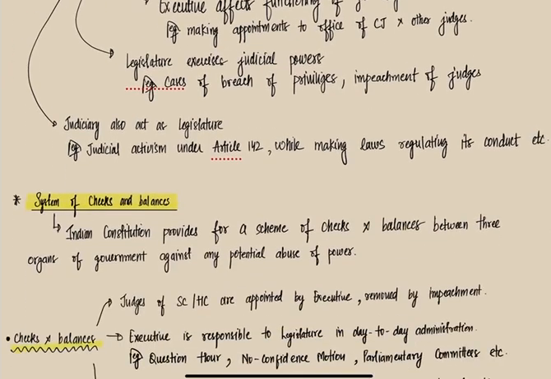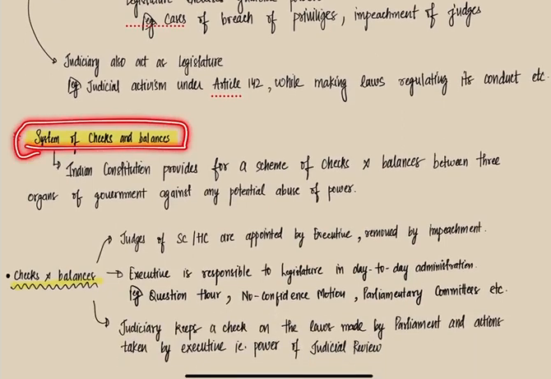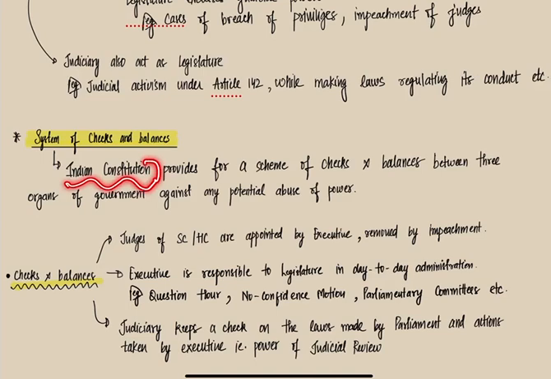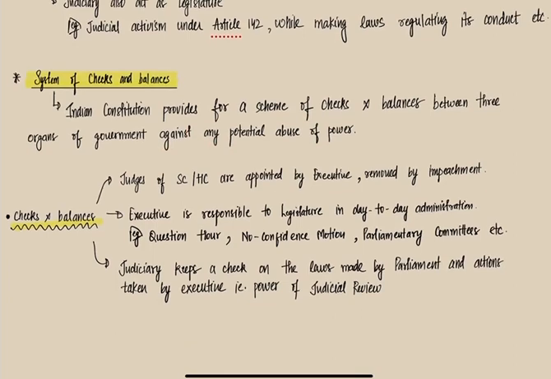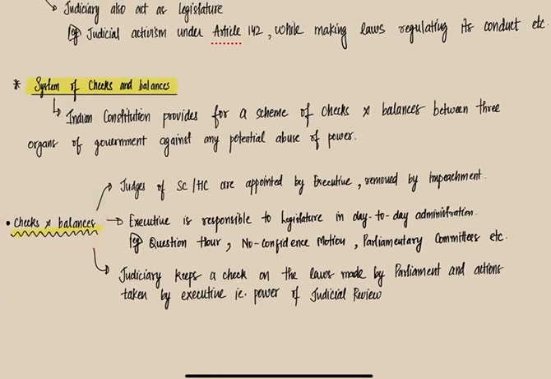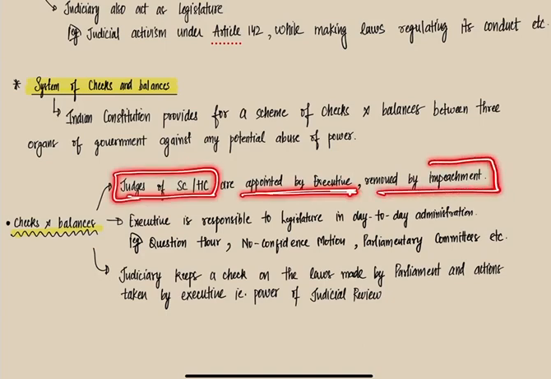Now, let's try to understand what is meant by system of checks and balances. It is important to note that though the Indian Constitution provides for separation of power, it is not strict in nature. It provides for a system of checks and balances as well, which is to prevent any potential abuse of power. The Constitution provides for these checks and balances through various provisions. For instance, when we talk about judiciary and executive, judges of Supreme Court and High Court are appointed by the executive, while they can be removed by the president only after the impeachment process in the parliament.